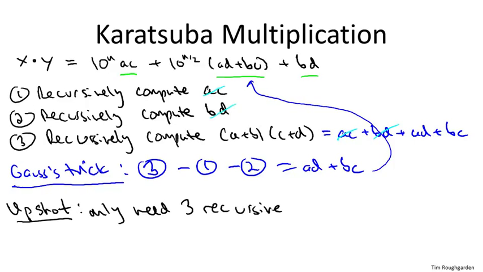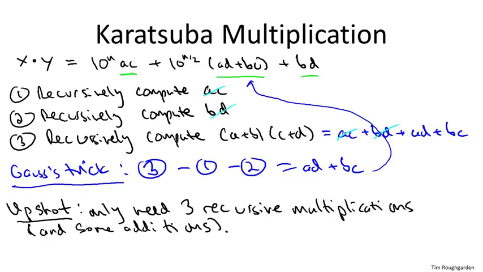So what does this buy us? This gives us a second recursive algorithm for multiplying two integers that makes use of fewer recursive calls, only three recursive calls rather than four. And as before, there's a little bit of work to do beyond the recursive calls, but not much. You just have to do some padding by zeros and adding up the results.